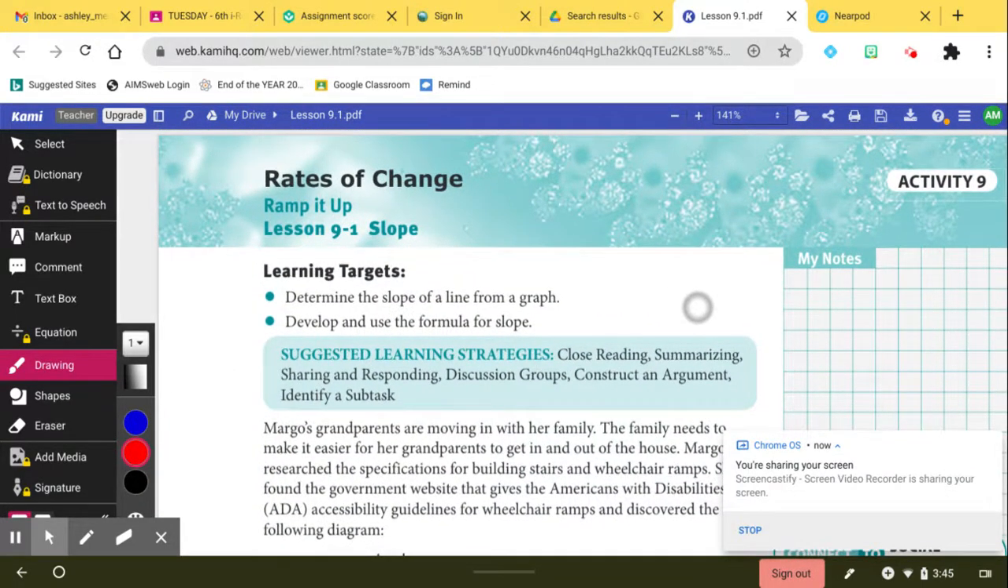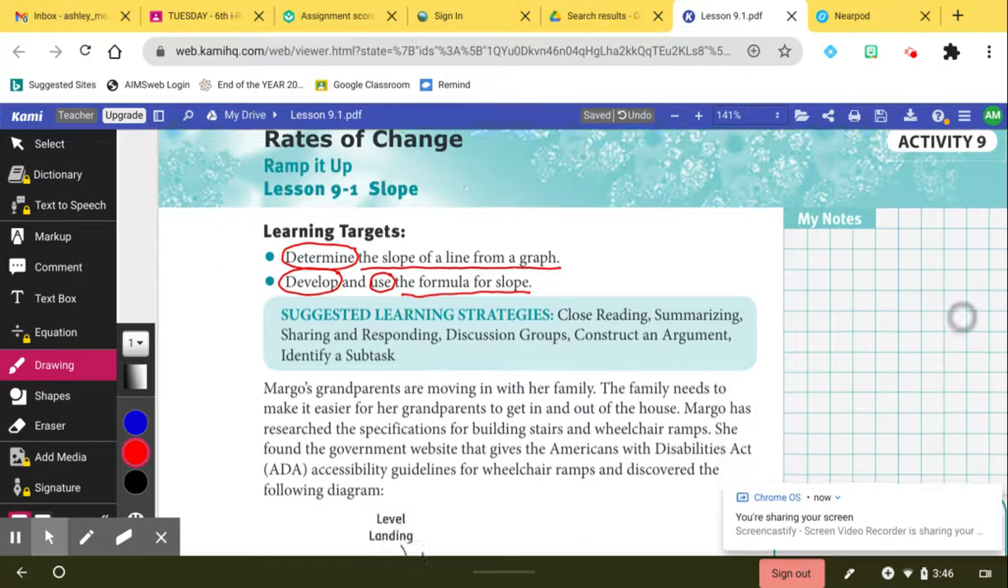So today we are going to be able to determine the slope of a line from a graph, and we're going to be able to develop and use the formula for slope. So let's first talk about what is slope.